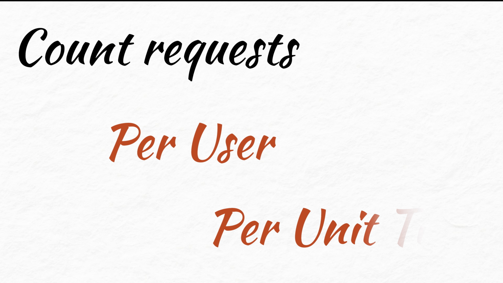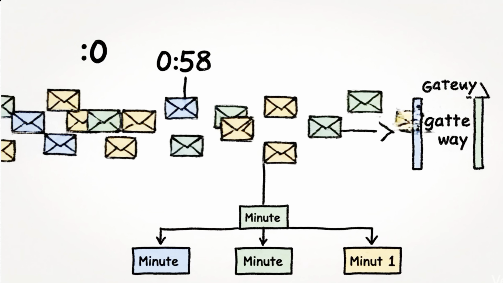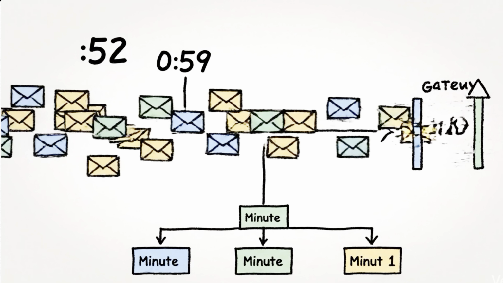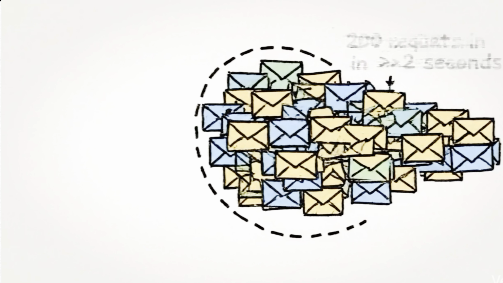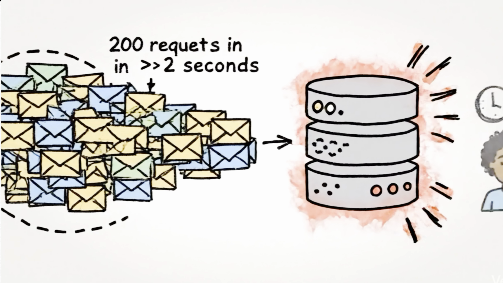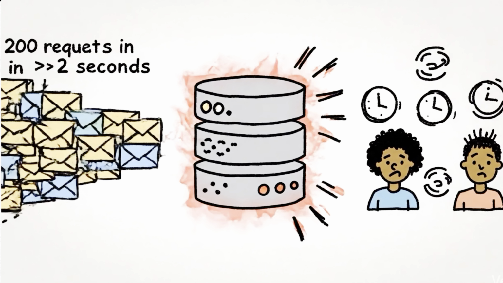The third one is the fixed window counter. Count requests per user per time window. It's simple and fast, but broken at the boundary. Let's suppose 100 requests at the 59th second and 100 requests at 1 minute 1 second. That's 200 requests in 2 seconds, and your limiter thinks everything is working fine.